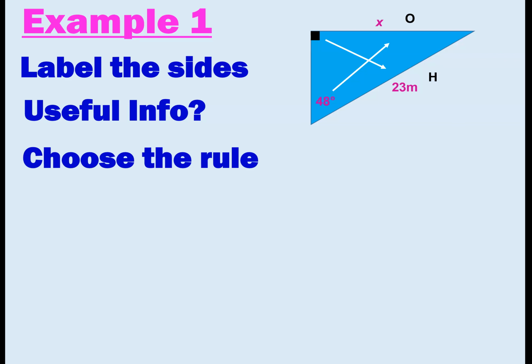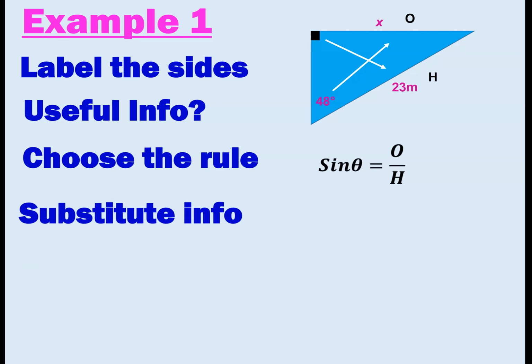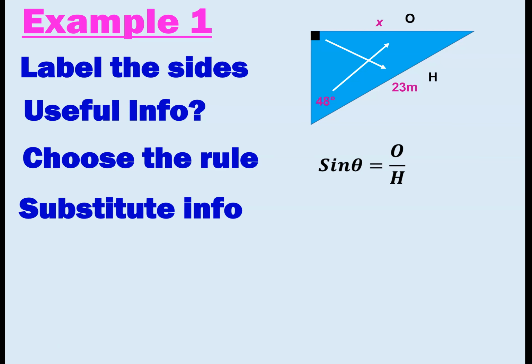What rule does that leave us with? O over H, so that is your sine rule. That's the only rule that uses O and H. So now sub your information in. Theta is the 48, O is your X, and H is your 23. So you've got to make sure you put them where they go. Don't just go random, oh, just make X anything. O is the opposite.